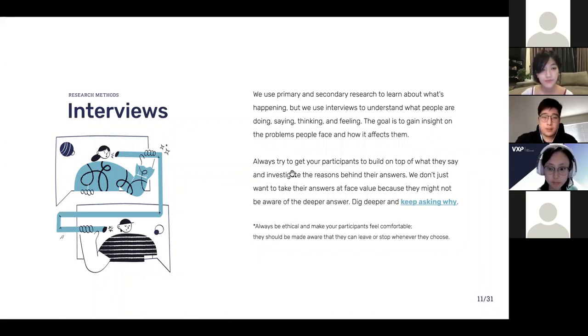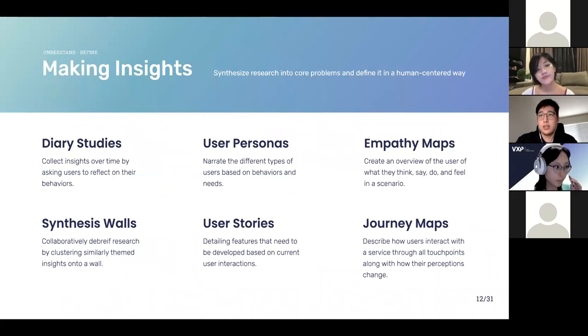So now that we have this very convoluted research data that's only been categorized by the people that we've collected it from, we need to begin analyzing and synthesizing this information that we found. There's a number of ways to do this. We like to use very visual and narrative ways to understand the core problem, so we can define it in a human-centered way.